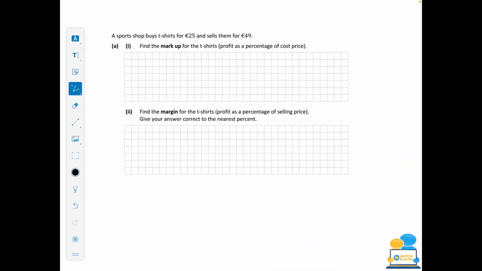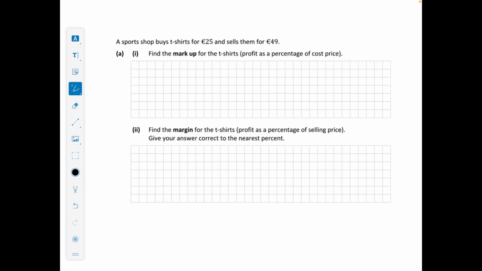Now, we're going to do one of these questions on markup and profit. Here they told us nice and clearly what the definitions mean, which is really nice of them to do because they are quite difficult to learn. So a shop buys t-shirts for €25 and sells them for €49. Find the markup of the t-shirts, and they tell us markup is profit as a percentage of cost price. So first we're going to have to find the profit.